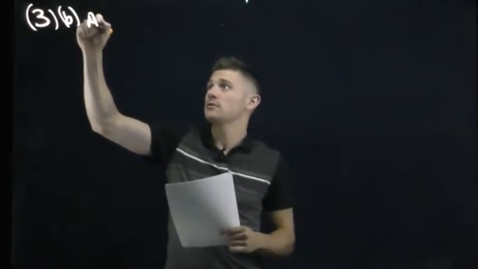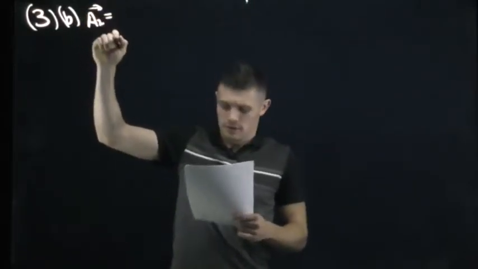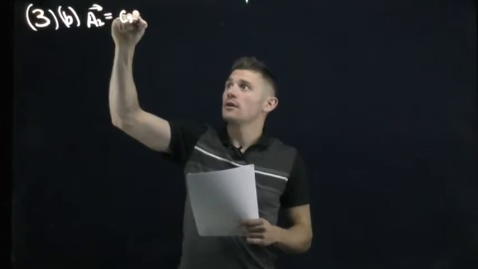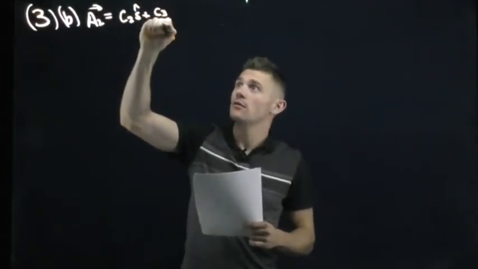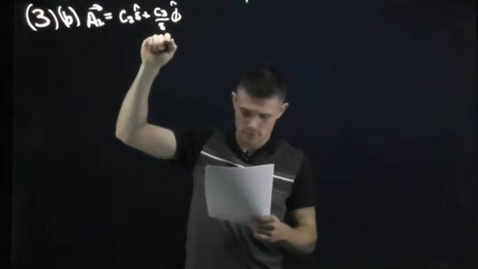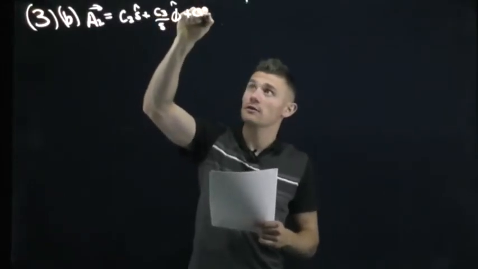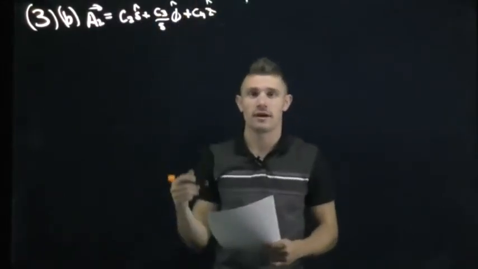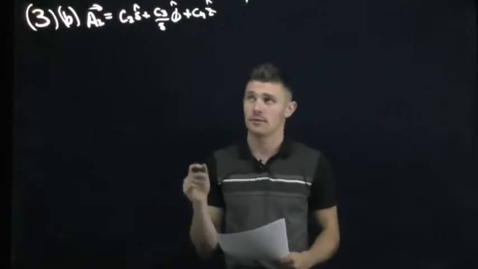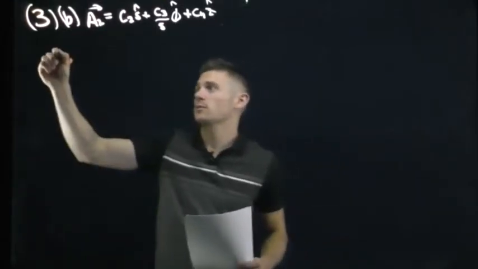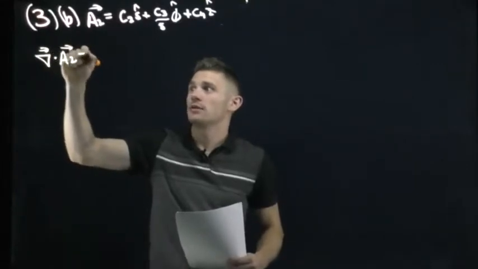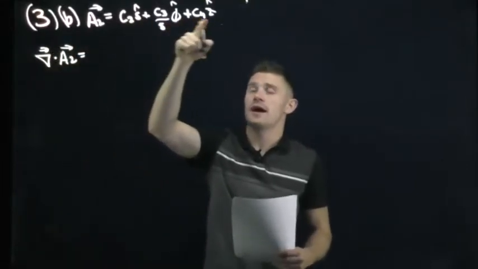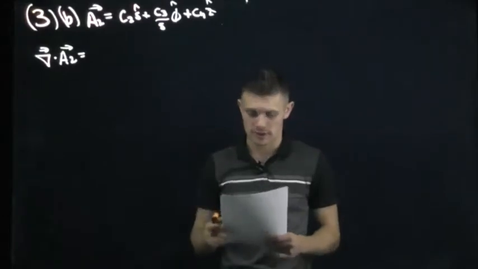So now for part B, we have our vector field A2 is equal to C2 s hat plus C3 over s phi hat plus C4 z hat. And again, we want to find whether or not this vector field is electrostatic or magnetostatic. So we'll start with divergence. And when I look at this problem, I see we have s hat, phi hat, and z hat, so I think cylindrical coordinates.